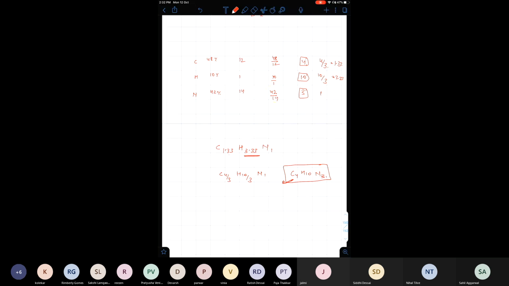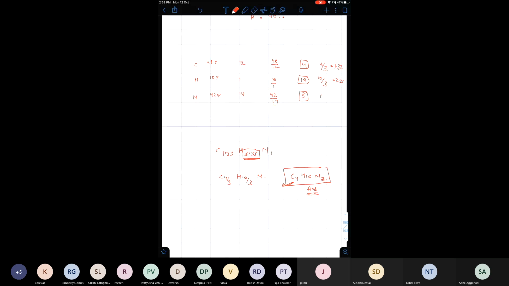13 threes are how much? 39. It should be near to 4. It is not 4. So this will be the perfect answer. Understood?